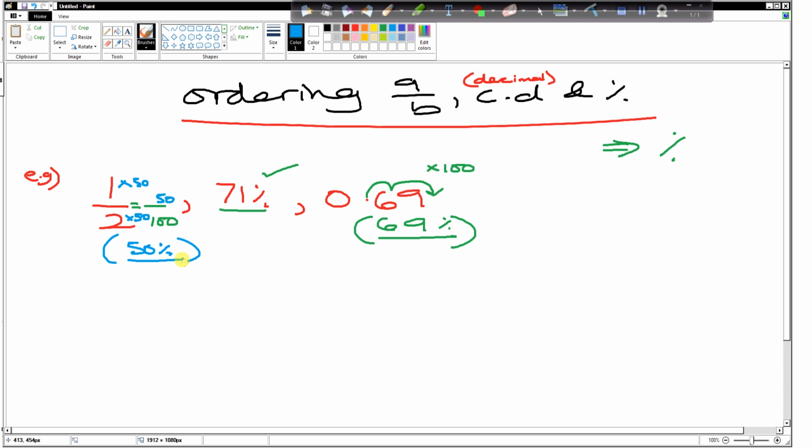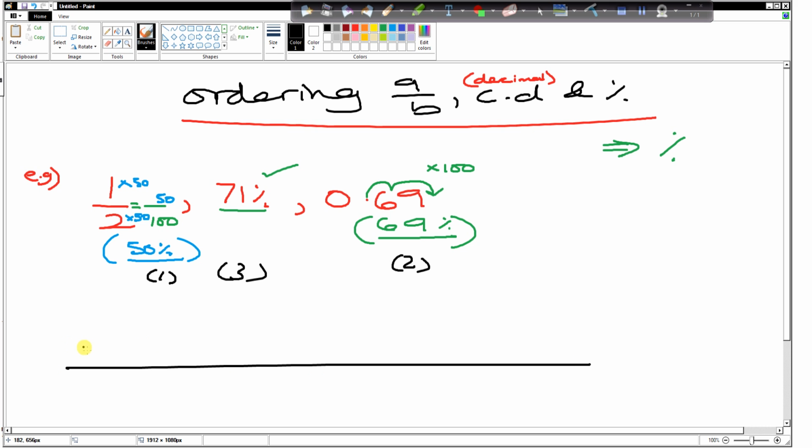Now, we need to order them. Let's put them in order. Which is the smallest one? 50. Which is the next one? 69 and then 70. Which is the largest one? 71. Now we need to put the answer down.